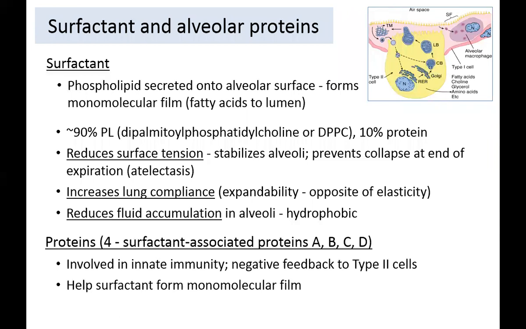It's got 4 proteins associated with it, A, B, C, and D. They've got immunologic functions. They're part of the innate immune system, and they facilitate the effects of the surfactant. They help it form this monomolecular film and have its effects. So these proteins have important functions in the immune system, but also in facilitating the effects of the surfactant.